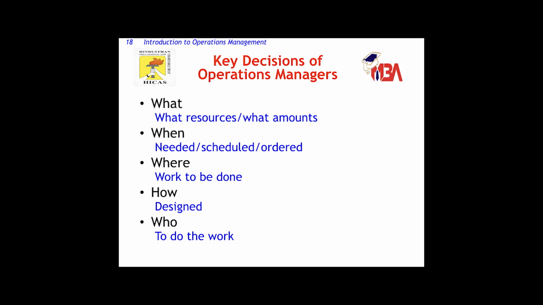What, when, where, how, who, relating to all the areas in terms of capacity planning, inventory management, quality, products, and forecasting. So a lot of decisions he makes. He becomes very crucial in ensuring that these decisions are made at the appropriate time and correctly so that the efficiency of the organization increases. Whether we are talking about the manufacturing facility or the service providing facility, these decisions are going to be crucial.